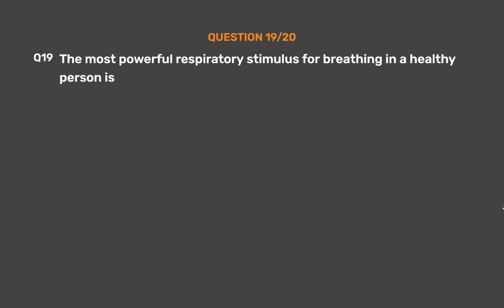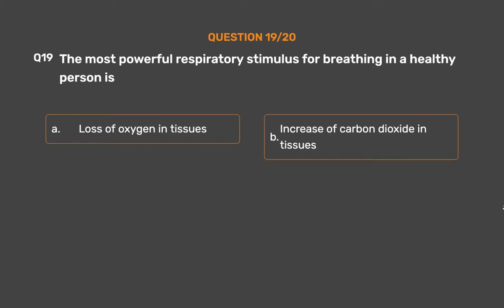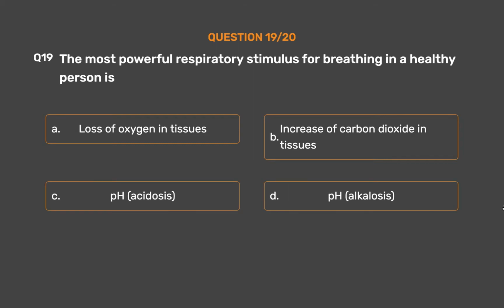Question number 19. The most powerful respiratory stimulus for breathing in a healthy person is: Option A. Loss of oxygen in tissues. Option B. Increase of carbon dioxide in tissues. Option C. pH, acidosis. Option D. pH, alkalosis.